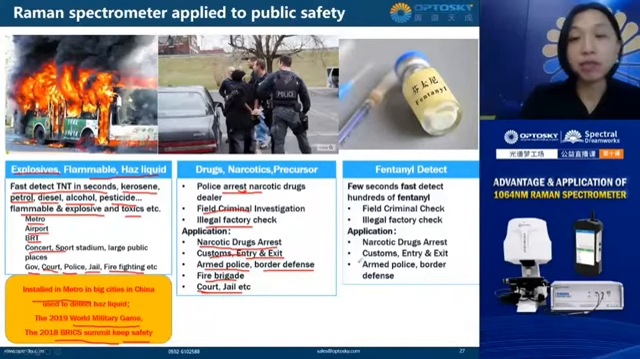And also for fentanyl detection, because fentanyl has many hundreds of categories. If you use other instruments, it is time consuming. If you use a Raman spectrometer, it takes a few seconds. So it's very fast to identify fentanyl in the field, in criminal illegal factory chains. So they are also applied widely in narcotic drug arrest, customs, armed police and border defense.